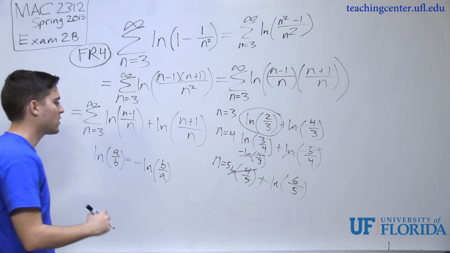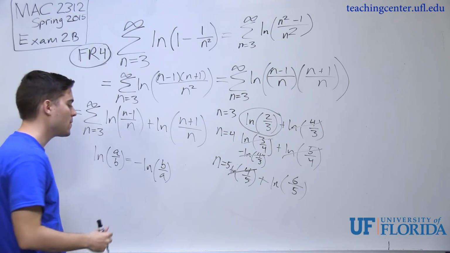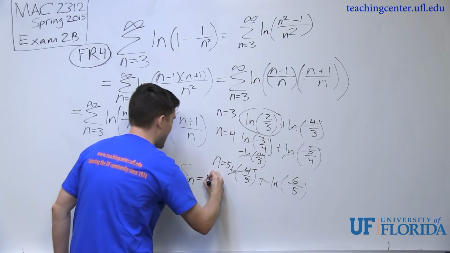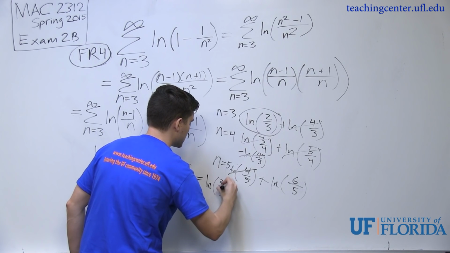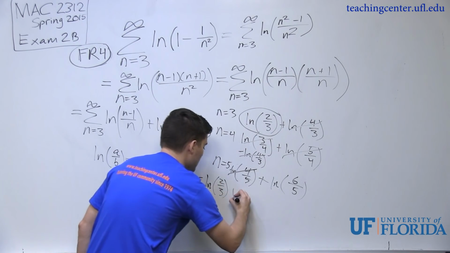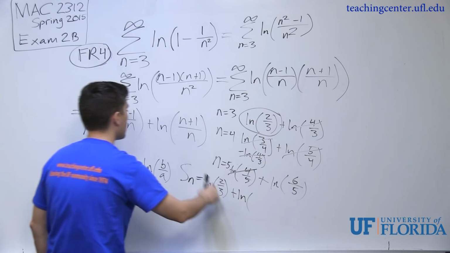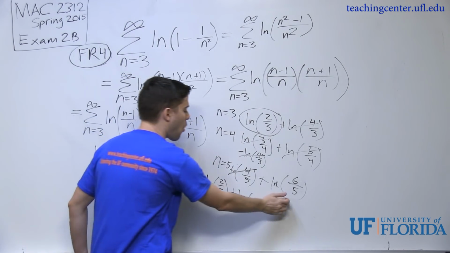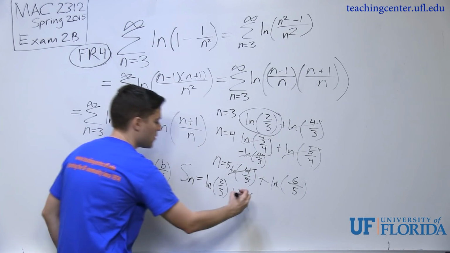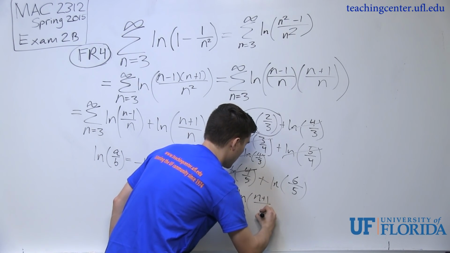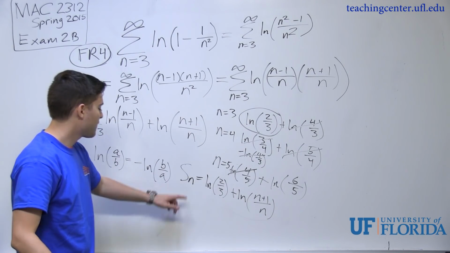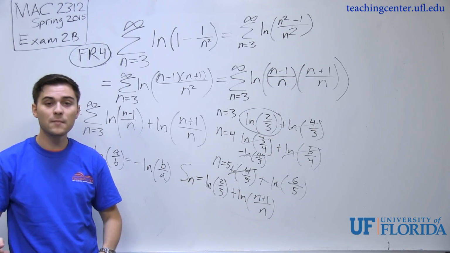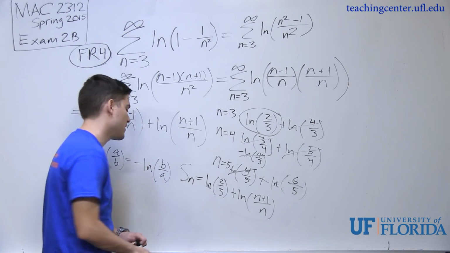So I can write out my partial sum and see what I get. My partial sum in this case is equal to natural log of 2 over 3, because that's just a residual term, plus natural log of n plus 1 over n, because no matter what n term I write out, I'll always be left with this second term over here. Okay, so we found the partial sum, but to find the exact sum and prove convergence, we have to take the limit of the partial sum as n approaches infinity.